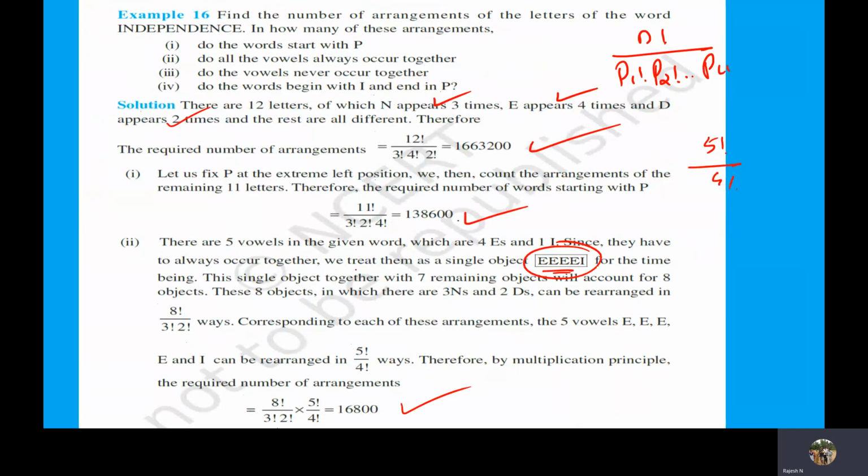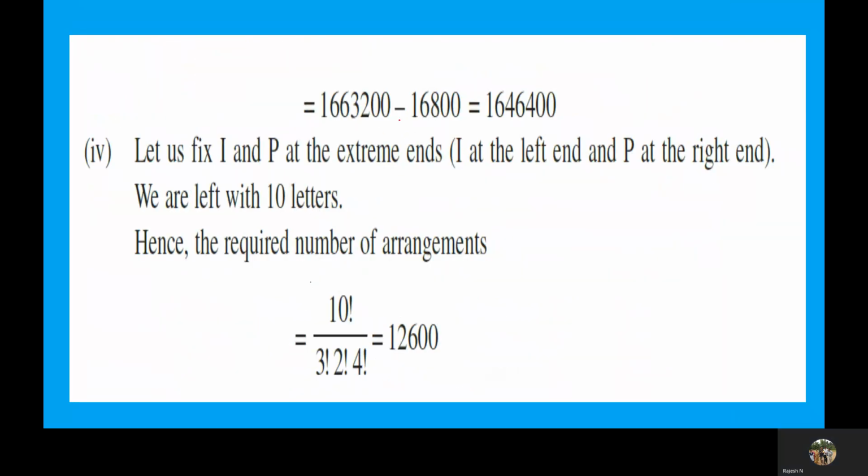So this is the answer. Now, do all the vowels never occur together? Never occurring together means the total number of cases minus this. So we are getting 1663200 minus 1680. This is the answer.